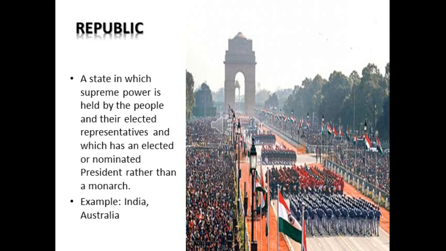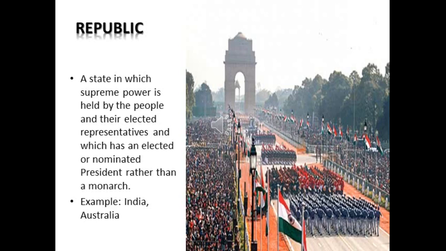Then next, republic, the last one. Republic means a state in which supreme power is held by the people and their elected representatives, and which has an elected or nominated president rather than a monarch. The final power is with the people and their elected representatives.